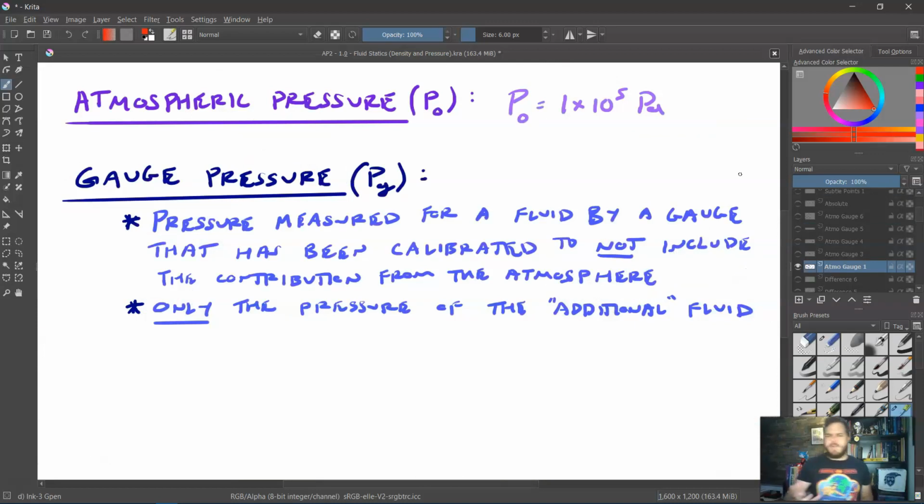So we already talked about atmospheric pressure, but what exactly is gauge pressure? Capital P lowercase g, like a little g subscript. Well, this is the pressure measured for a fluid by a gauge that has been calibrated to not include the contribution from the atmosphere. So let me go ahead and pause there and talk about what exactly that means.